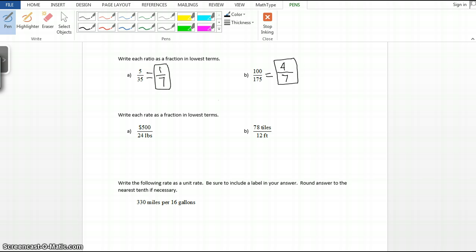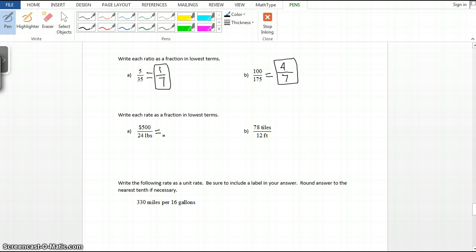Let's try the next one on rates. The difference between rates and ratios is that a rate is still a comparison between two quantities, but the units are different top and bottom. You can see for part A, this is $500 for 24 pounds.